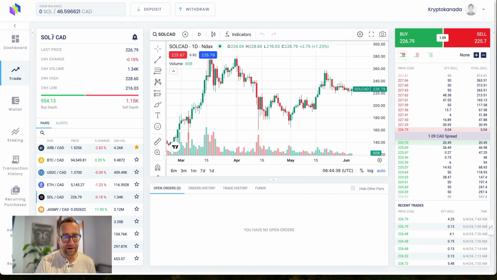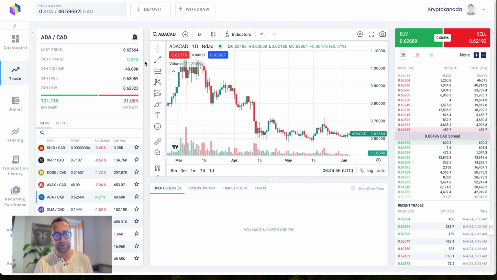So right here, you'll see the pair that you're on, and you can always change that to something else. And let's just look at Cardano as an example. Okay. So what you're going to see here is the price of ADA, or Cardano, denominated in Canadian dollars. So this might be different than what's on CoinGecko or things like that, but you'll see the change here, the volume, the high and the low. So as you can see, it hasn't really moved that much in the last 24 hours.